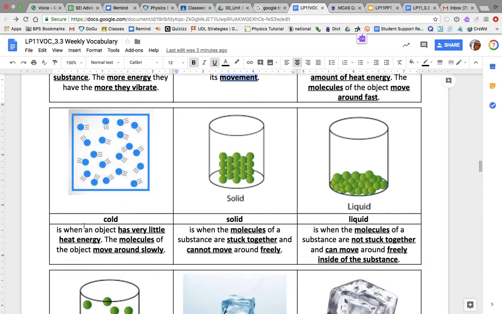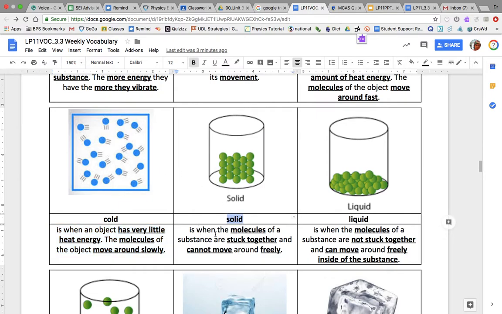Cold is when a substance or an object has very little heat or thermal energy and the molecules move around slowly. Okay, so they're moving around slowly in the substance, cold. Or if it's a solid, maybe they're not moving around, maybe they're just vibrating a little bit in one place.